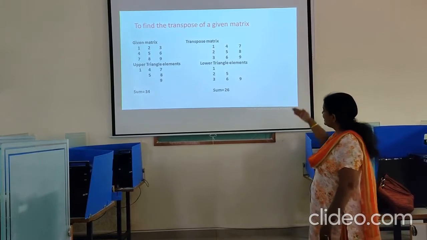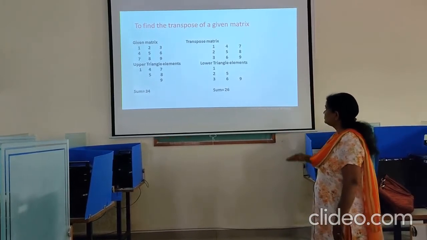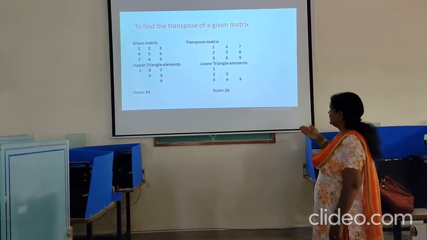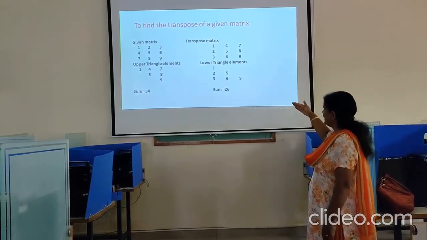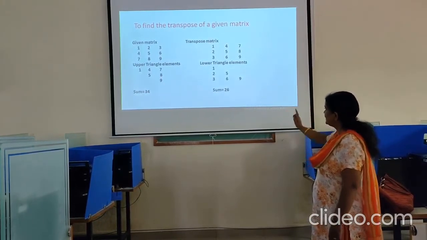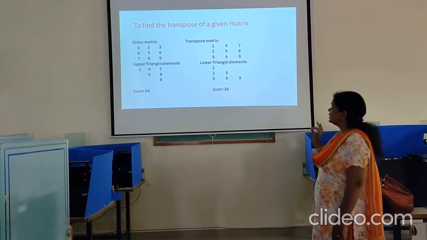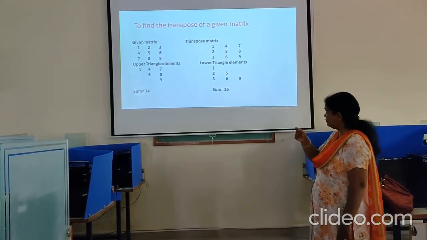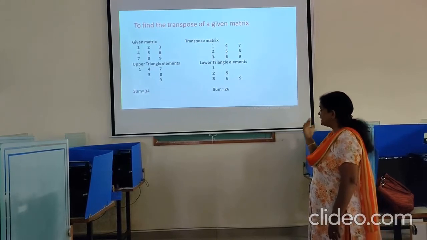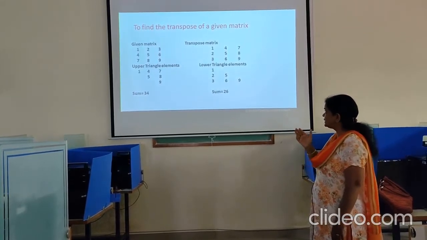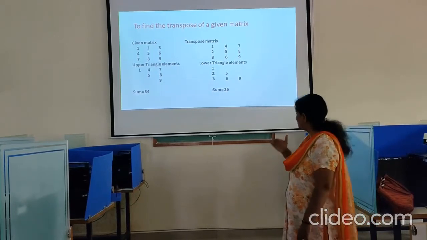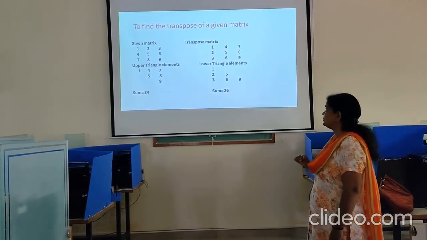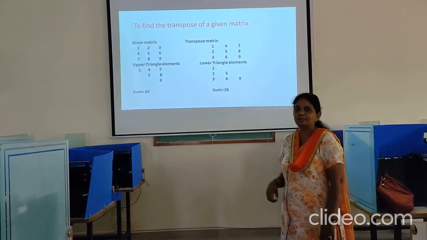And similarly we have to find the sum of the elements of the lower triangle, below the principal diagonal and even including the principal diagonal elements. So the sum we will get is 26. So this is an example of what we have to do. You have to read a matrix, transpose the matrix, and find the sum of the upper triangle elements and the sum of the lower triangle elements of the transposed matrix. Now let us see the program.